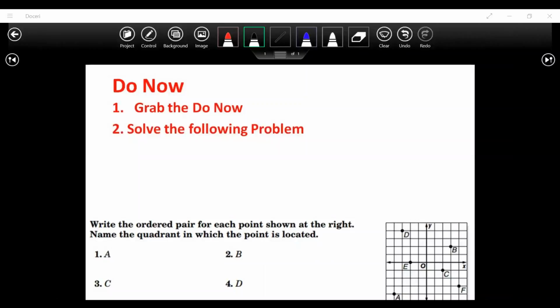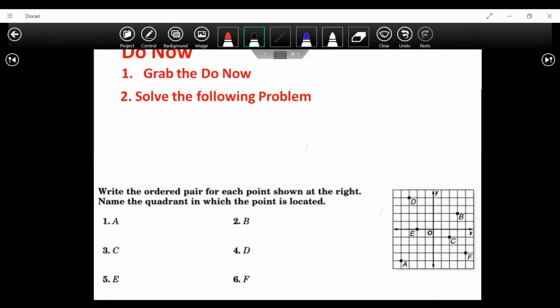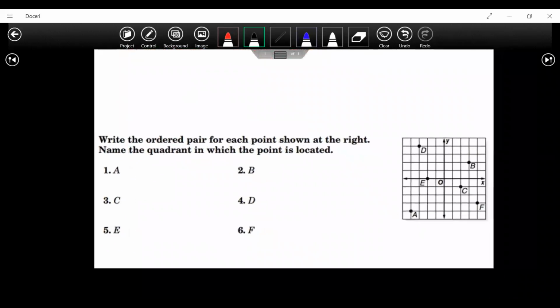Okay, here we go. Looking at our chart here, we want to be able to write the ordered pair for each point shown to the right and the quadrant that we're getting. Okay, what quadrant is A in?